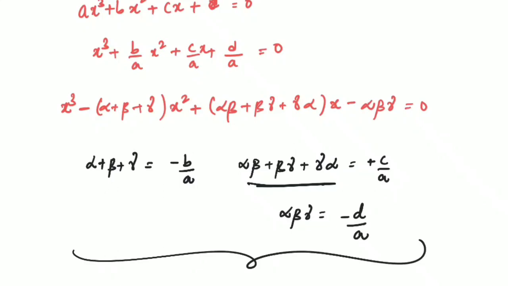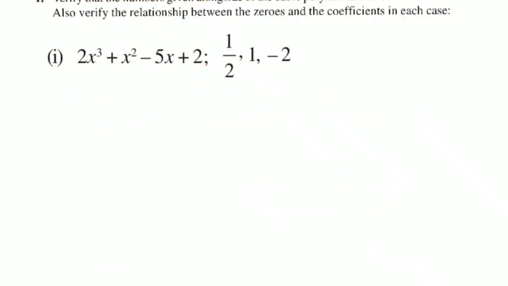Now we'll move on to the question. Look at the first one. It says verify the numbers given alongside the cubic polynomials below are their zeros. Also verify the relationship between the zeros and the coefficients in each case. First of all, we'll try to verify whether it is 0 or not. All you need to do is take the given numbers and substitute in the equation.